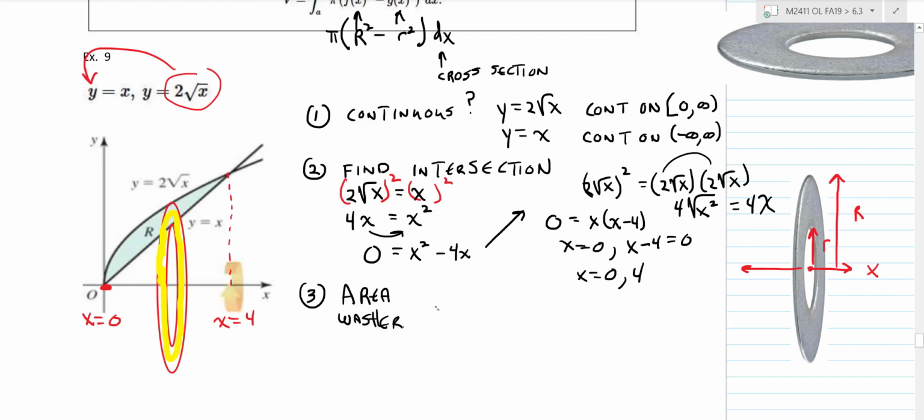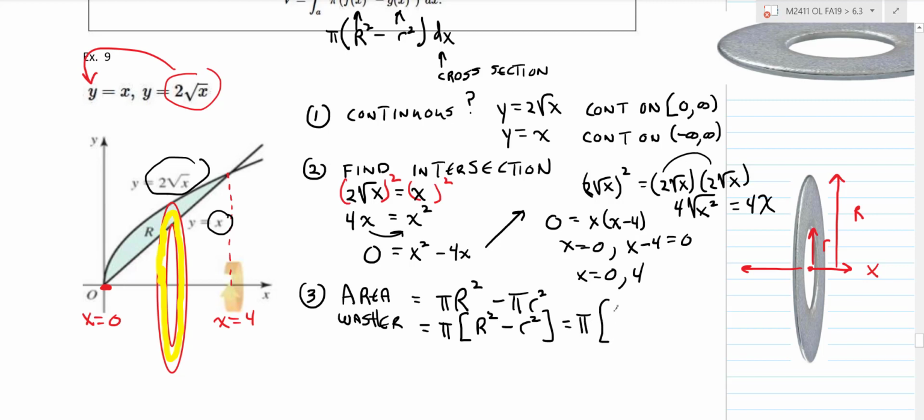It basically goes like this, and you don't have to write every step like this. It's pi big R squared minus pi small r squared. Capital R is represented by the upper function, and little r is represented by the lower function. You can factor out the pi. So we end up with pi times the upper curve, which is 2 radical x, squared, minus the lower curve, x squared, squared. So it's really pi times capital R squared minus little r squared.